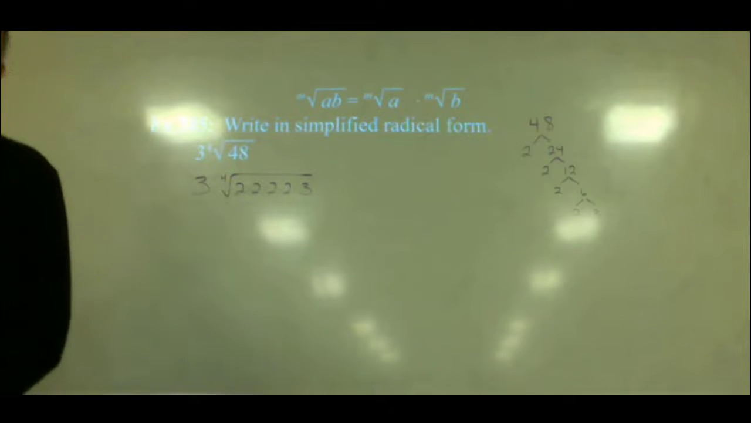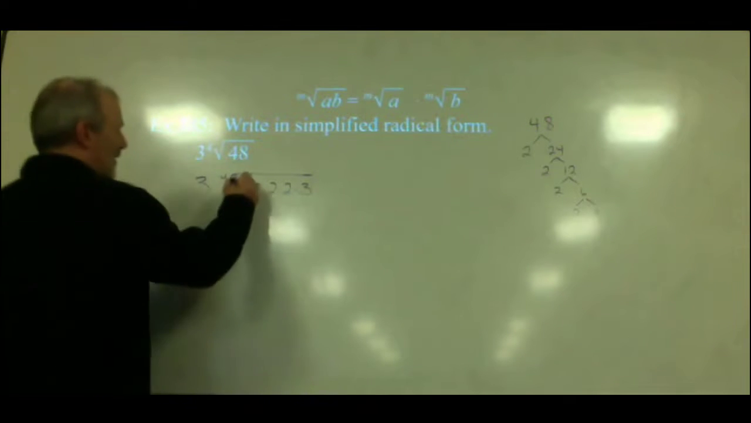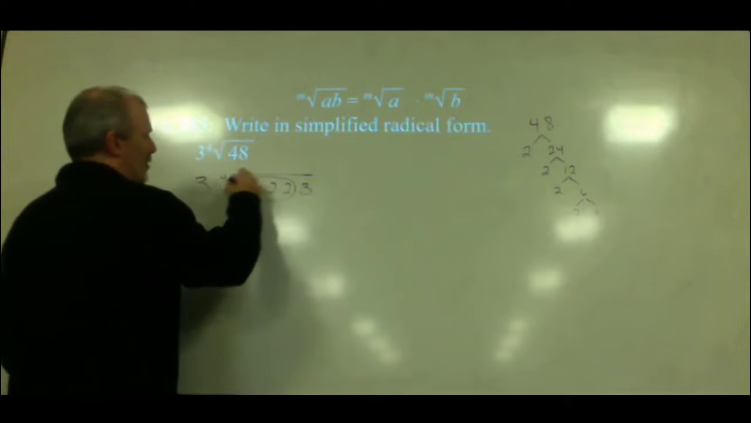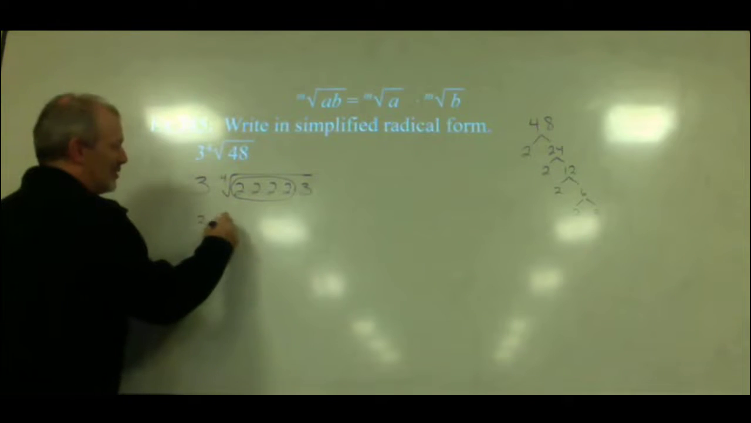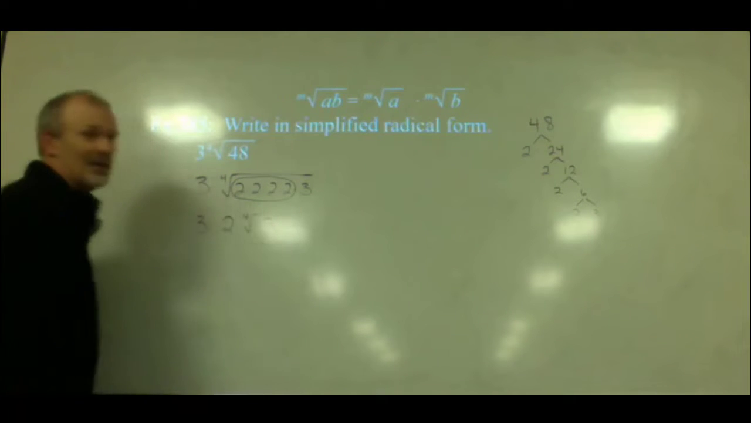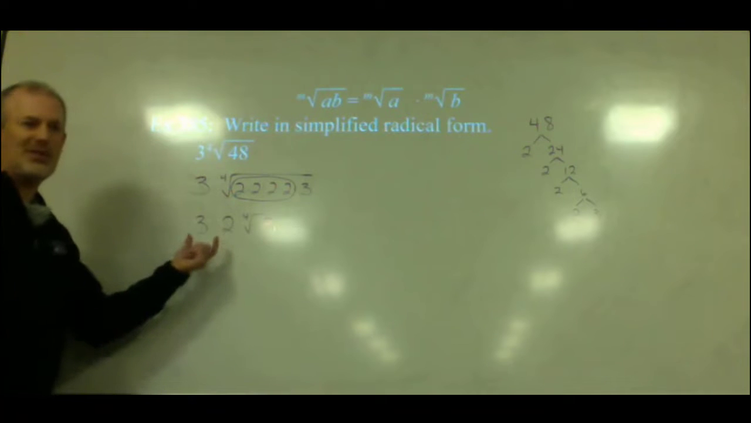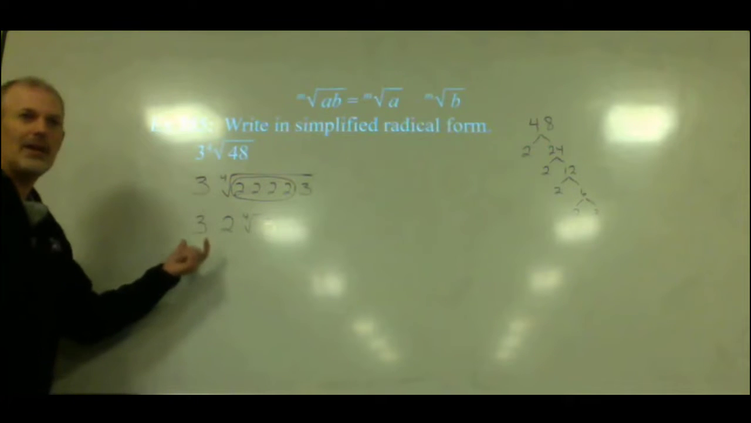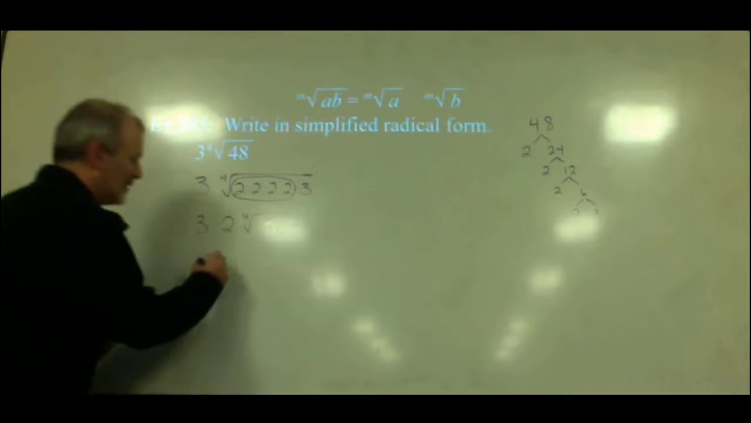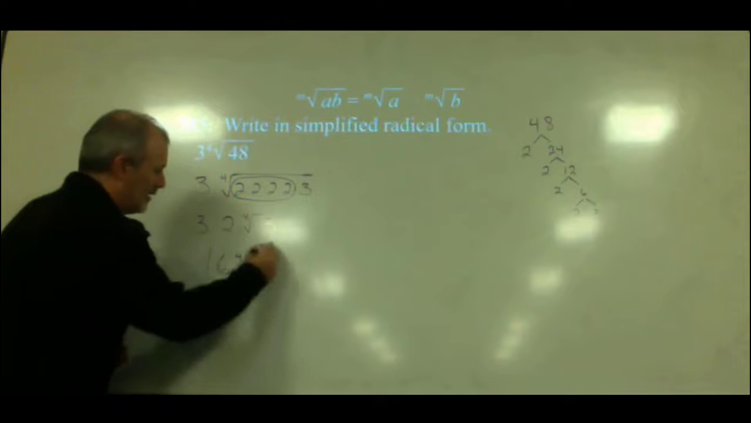How large of a group do you think we're looking for this time in order to escape from jail? 4. This is a higher security jail. We need more people to help us get out. And you're right, we need 4. So we've got a group of 4 2s, so we're going to be able to take out a 2. And notice that the 3 is still stuck in there. Now, again, we do want to go ahead and multiply this. You can do that in your head if you want. What do we get when we multiply this? 6. And then the 4th root of 3. And that would be our answer.